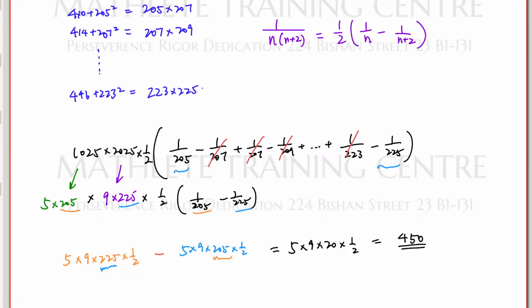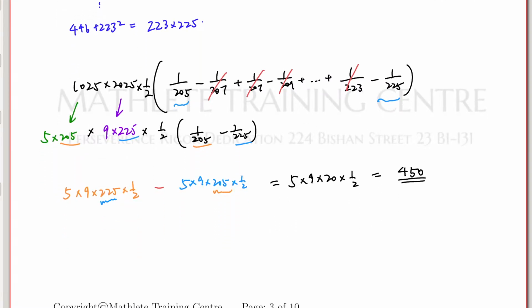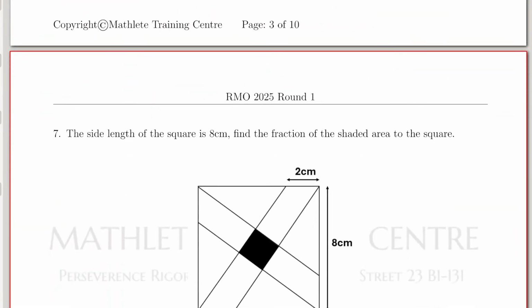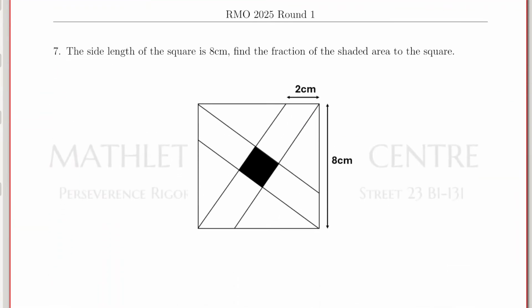Okay, let's continue on to the next question. Question number 7. The side length of the square is equal to 8 centimeters. Find the fraction of the shaded area to the square.